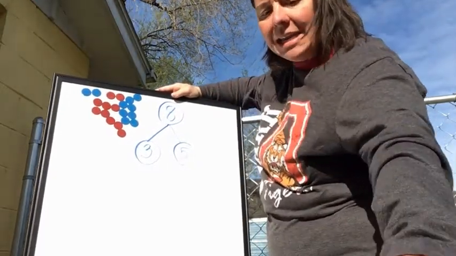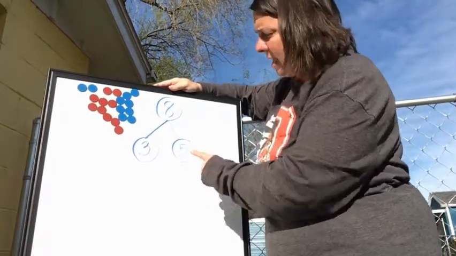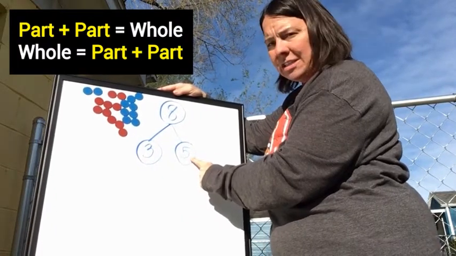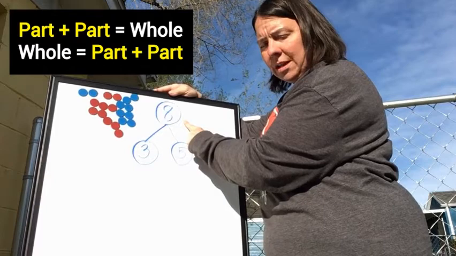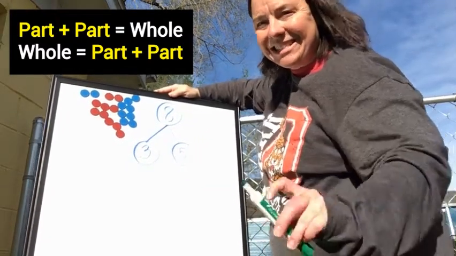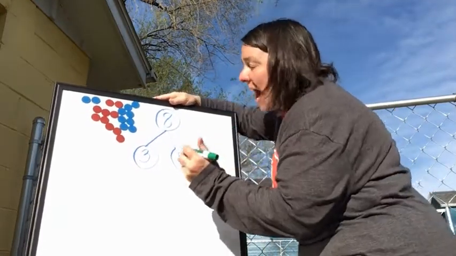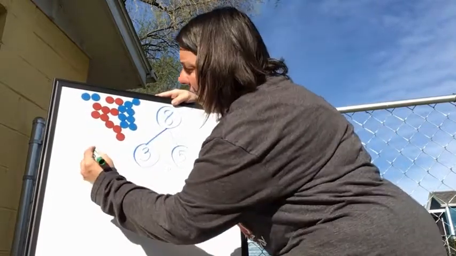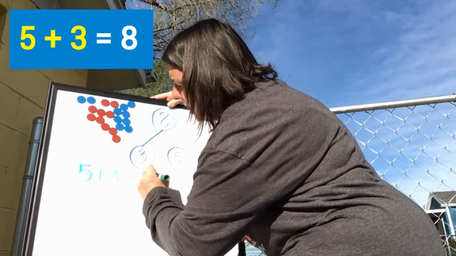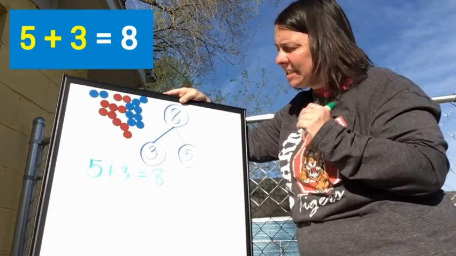Now, to write an addition sentence, you have to know the difference between your parts and your wholes. Part plus part equals your whole. So let me hear some kindergartners tell me some number sentences. Are you ready? I hear you. Okay, 5. I hear someone saying 5 plus 3 equals 8. Did you hear one of your friends say that?